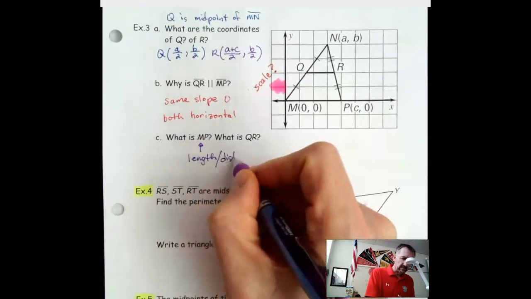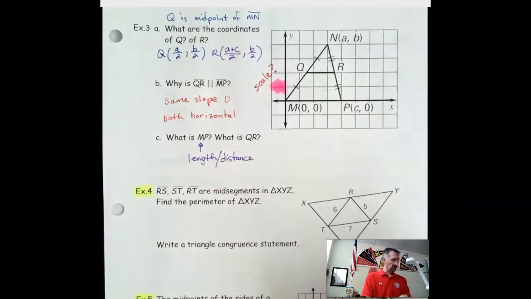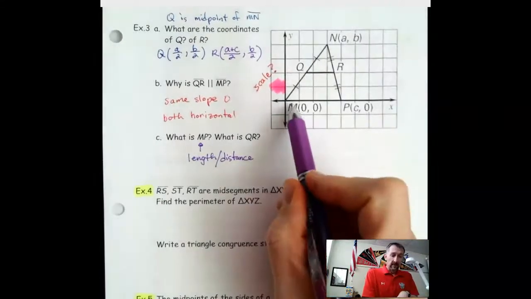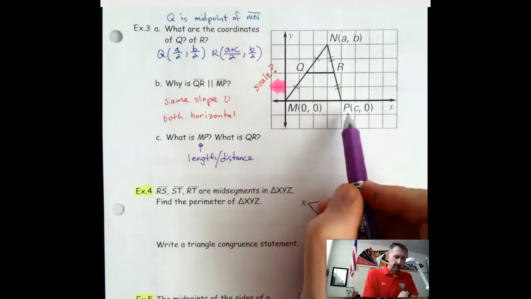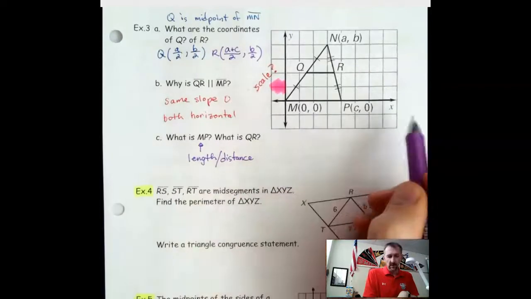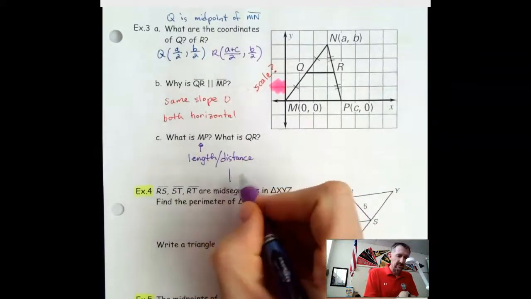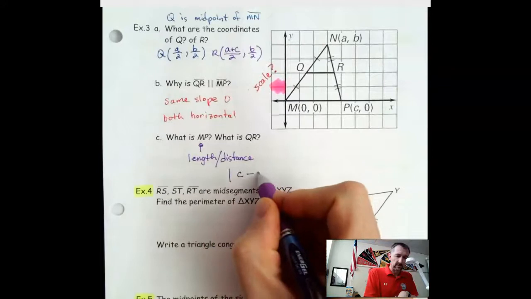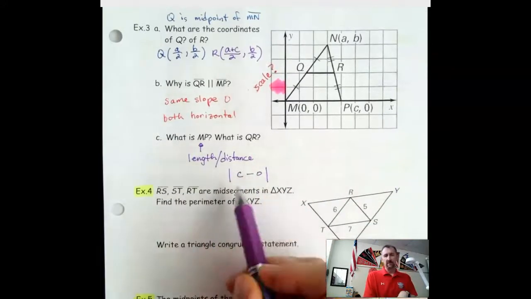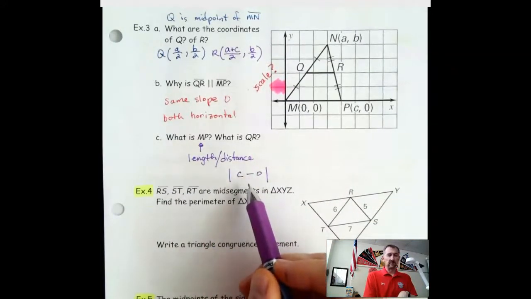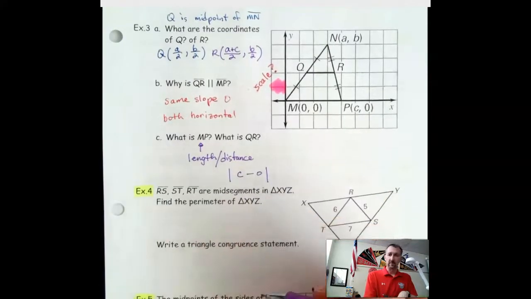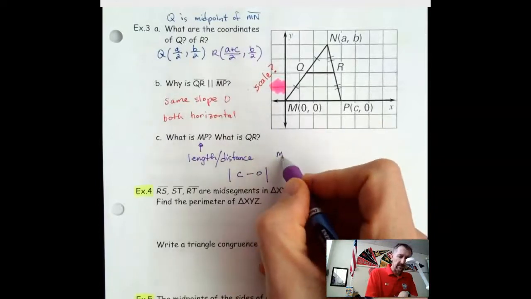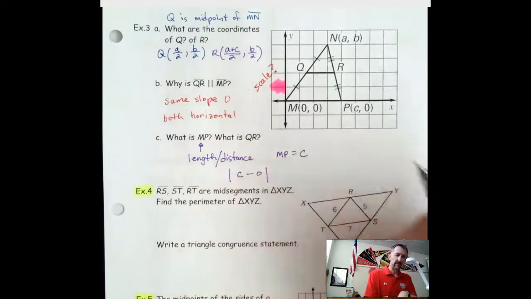Length of the distance. All right, so on a number line, if it's straight across, you can just take the absolute value of the coordinate, and you get the difference of the coordinates. So if you think about if we did that in reverse, if we did 0 minus c, we took the absolute value of that still would be c. So the length of MP is c.